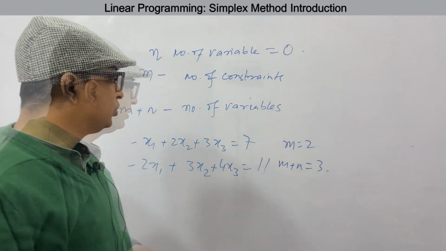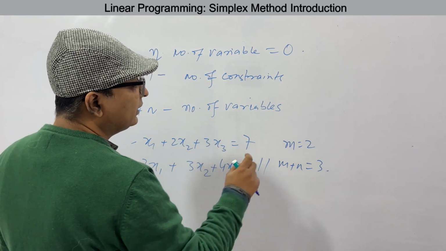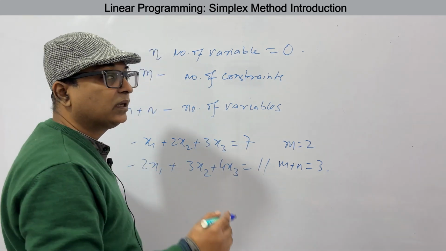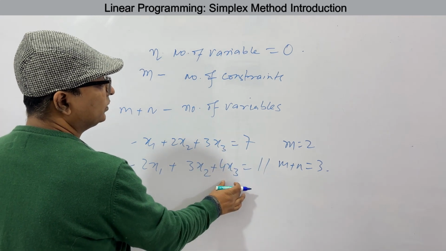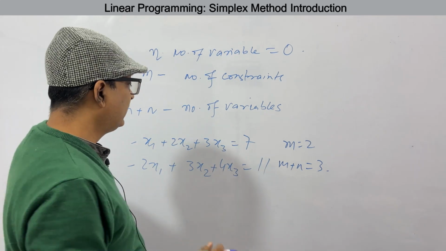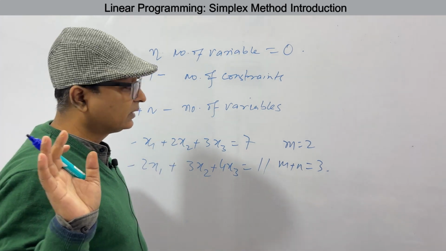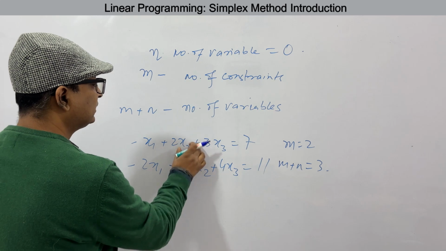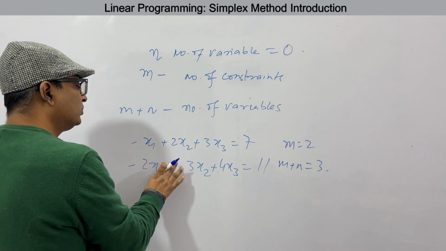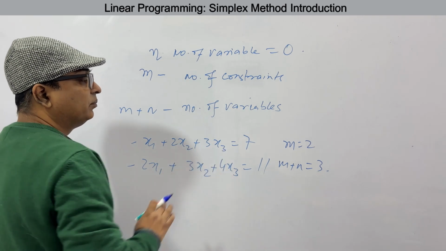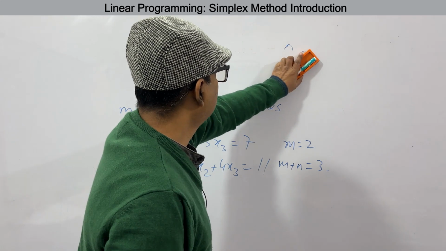Now, when we put these n number of variables equal to 0, these n variables are called non-basic variables. In the first case, if we put x3 equal to 0, that is the non-basic variable, and the other two, x1 and x2, which are not equal to 0, are called basic variables. Clear? When we put x2 equal to 0, that is the non-basic variable and x1 and x3 are basic variables. Similarly, when we put x1 equal to 0, that is the non-basic variable and these two are basic variables. Clear?